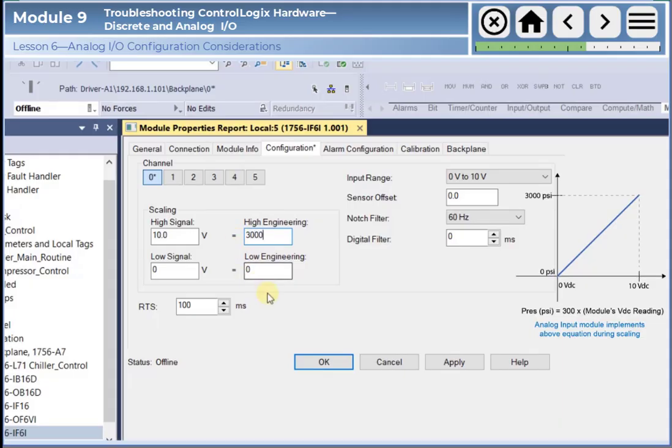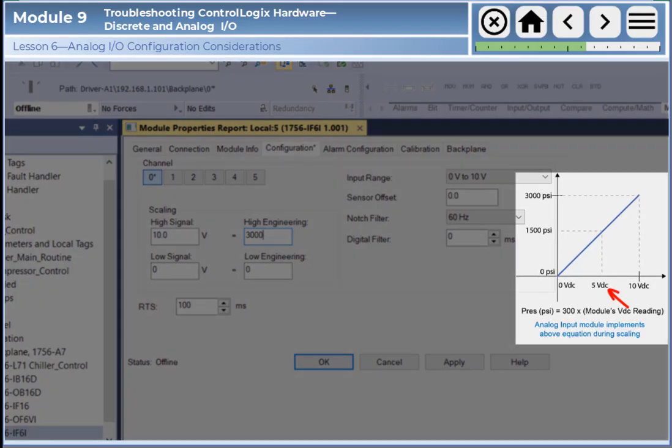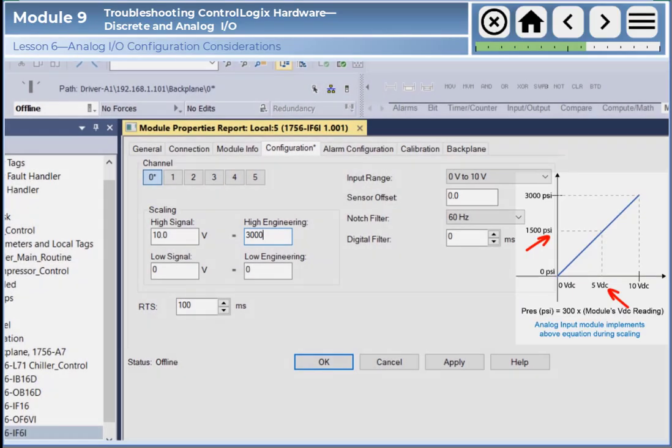If the module's channel 0 is reading 5 volts, the tag associated with channel 0 will have a value of 1500, which represents the PSI being read at the input from the pressure transducer.